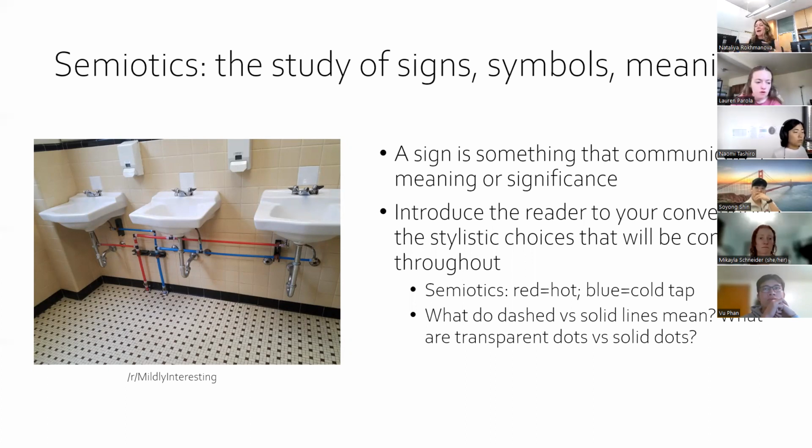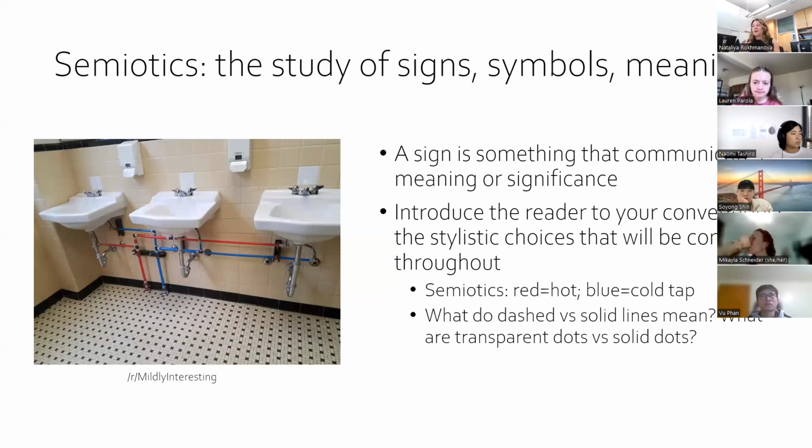What's going on? You can think of that structure in the same way when you think about your figures, right? You want to introduce the reader to the conventions that you're using in your paper. And those conventions are the stylistic choices that you're making that you're going to be consistently using throughout your talk, your paper, your poster, maybe even more broadly in your thesis or your contribution to your research space. So an example of the semiotics of water faucets would be that red is hot and blue is cold.